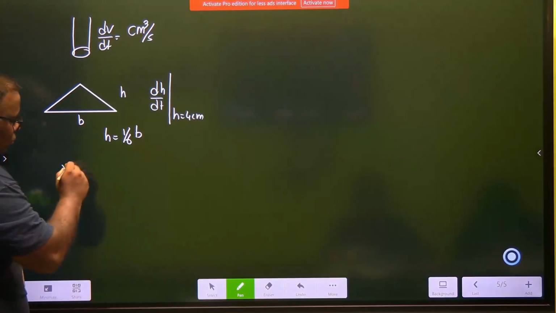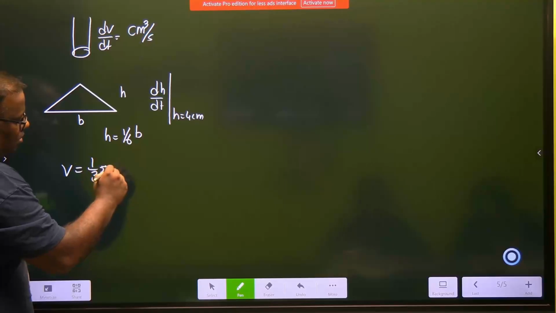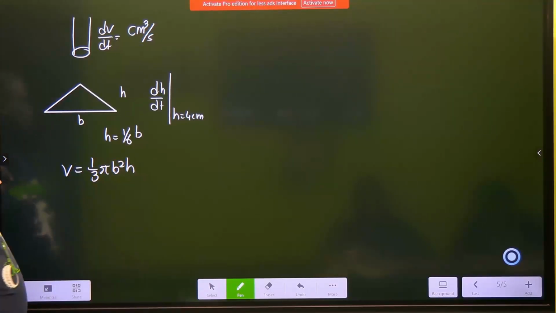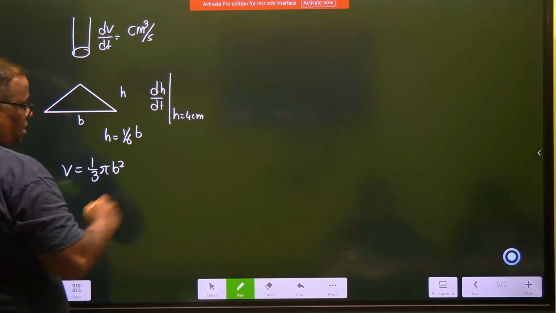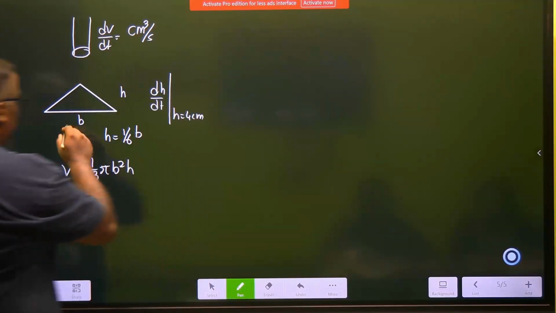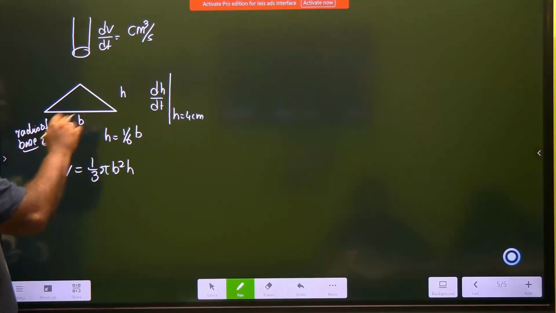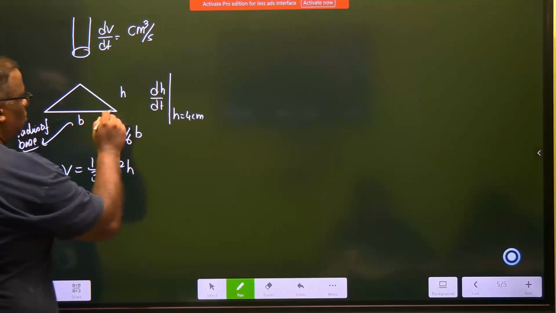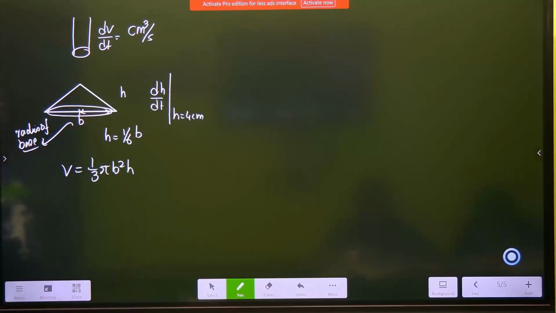What is the volume of a cone? 1/3 pi b square h. Here b is the radius of the base. Please understand, b is not the base, b is the radius of the base. Your cone is something like this, and b is this much only. Is this not the volume of the cone?